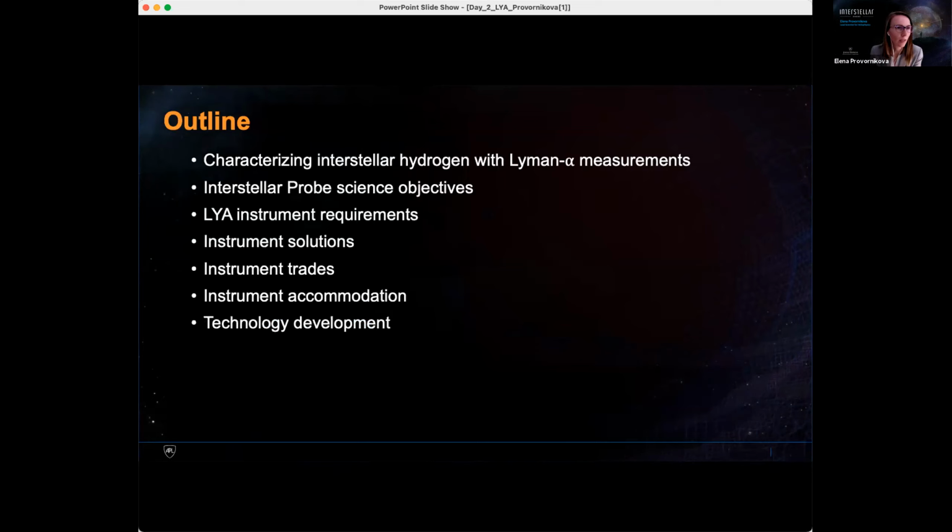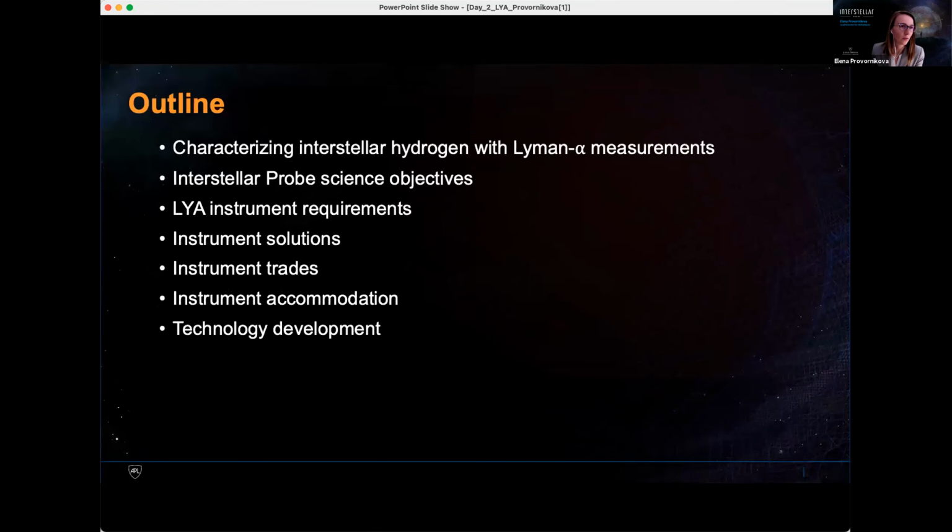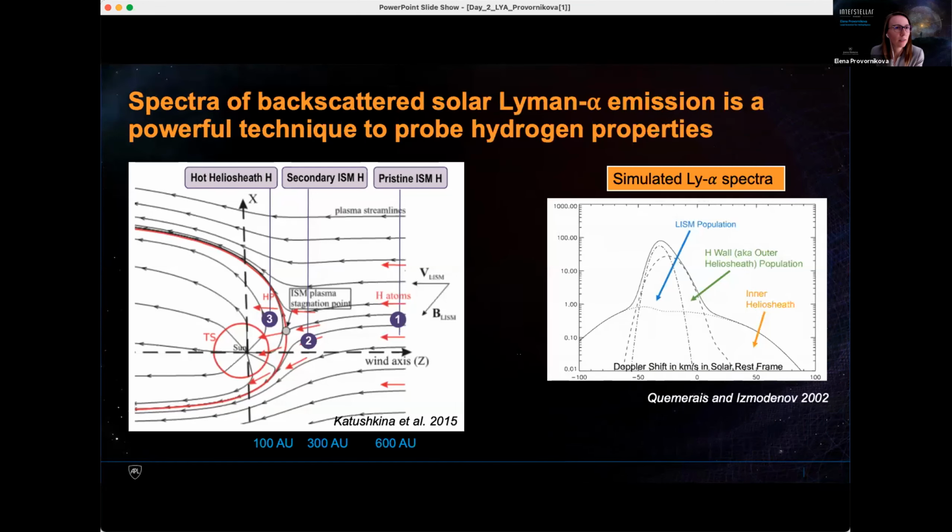So this is just a quick outline. I will start with the background. What the backscattered solar Lyman alpha emission is, and how does it help us to understand properties of interstellar hydrogen. And also then I'll talk about previous discoveries that were made and limitations, and what are the open science questions, compelling science questions that we can answer with this type of measurements. And I'll talk about instrument requirements, instrument solutions, trades, and technology development. So next slide, please, Michael.